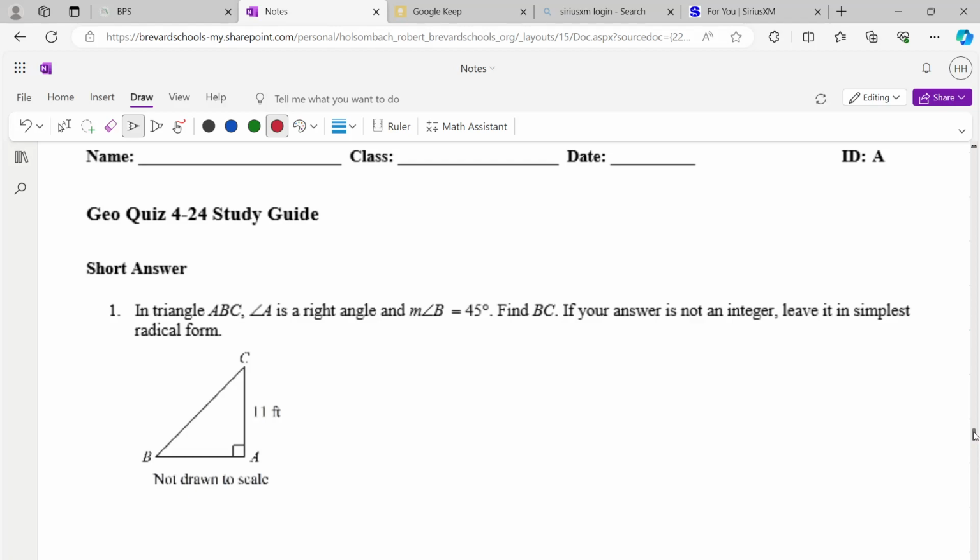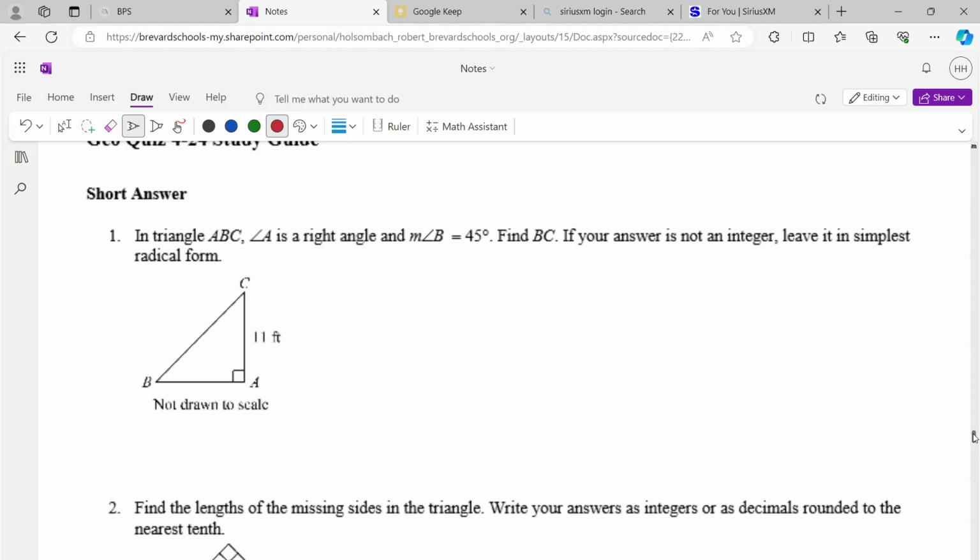In triangle ABC, angle A is a right angle, and the measure of angle B is 45 degrees. So this angle down here is 45 degrees. Find BC. If your answer is not an integer, leave it in simplest radical form.